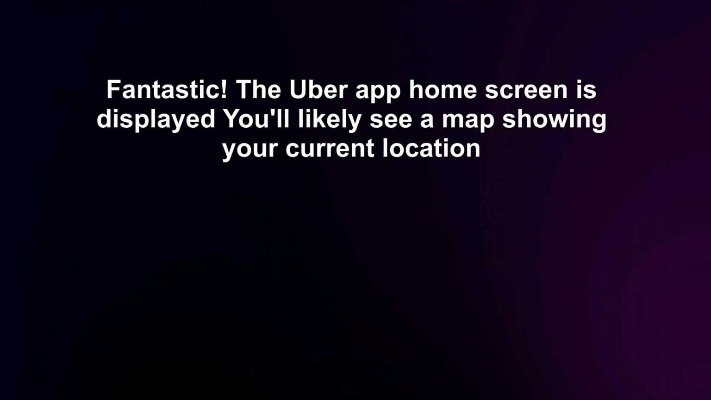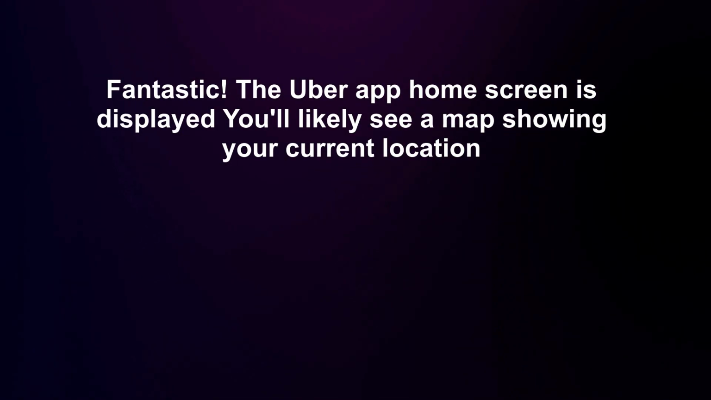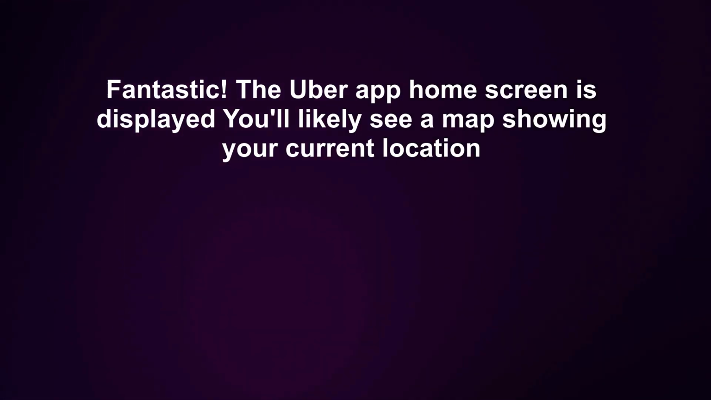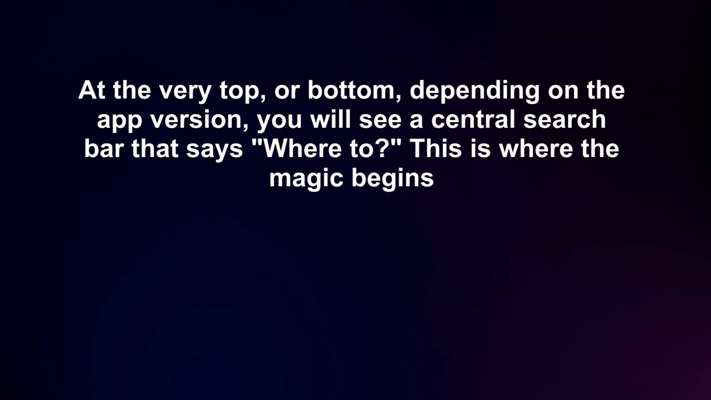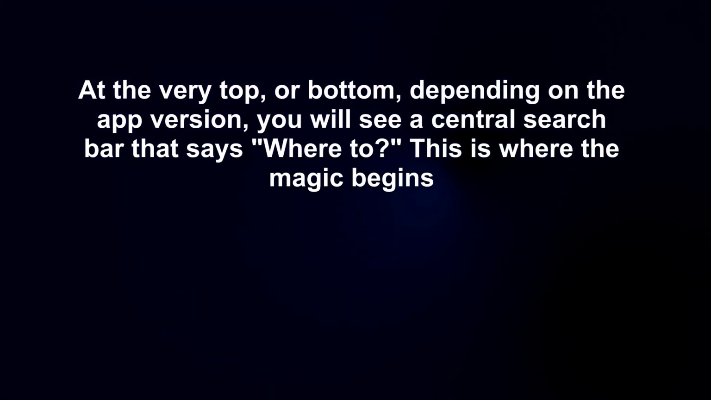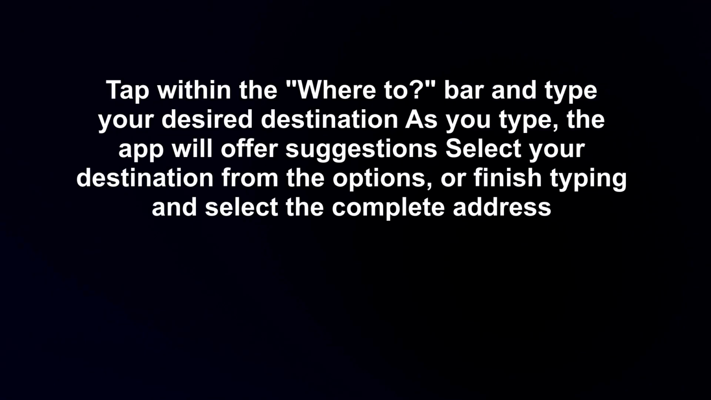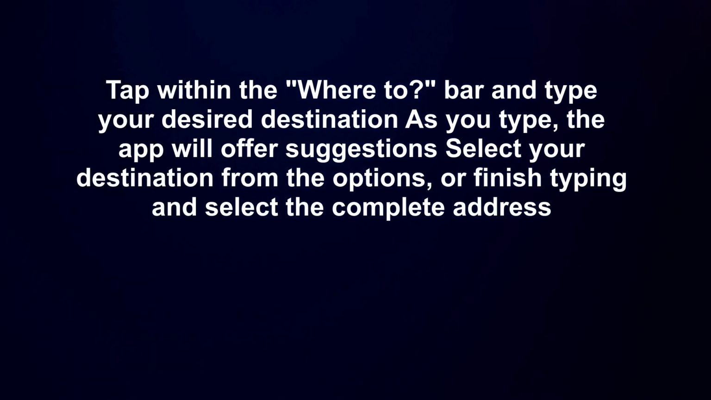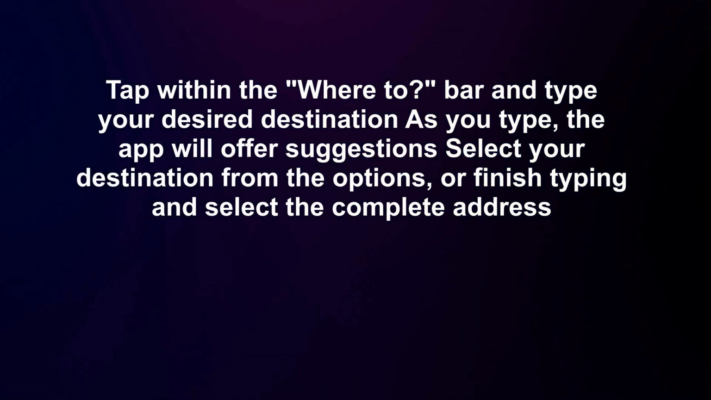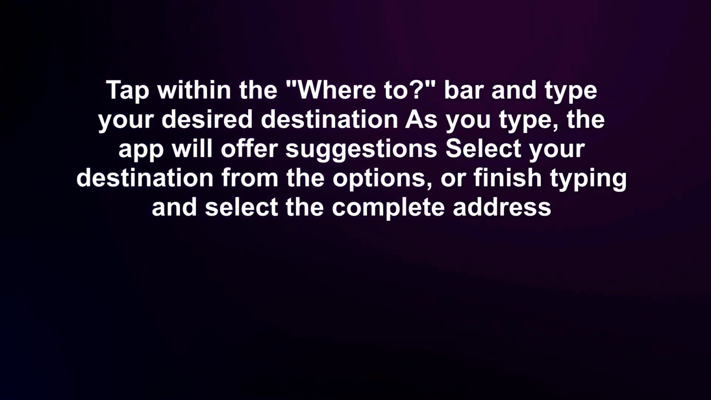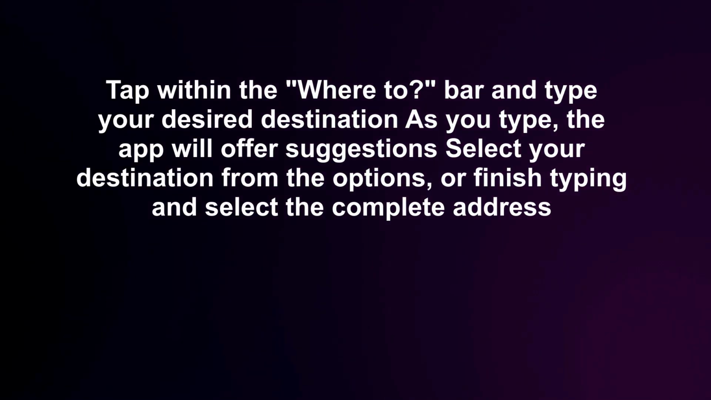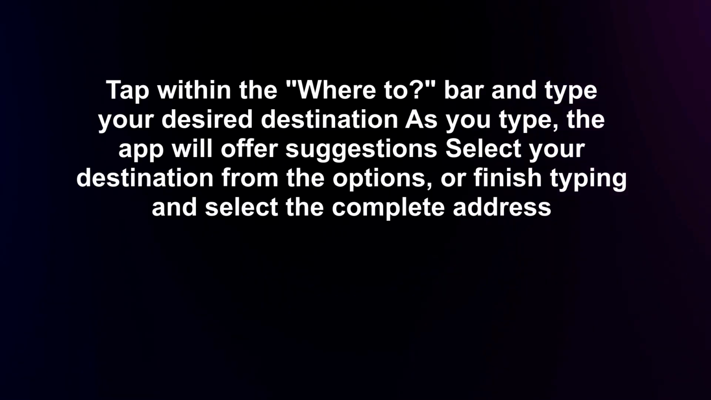Fantastic! The Uber app home screen is displayed. You'll likely see a map showing your current location. At the very top, or bottom, depending on the app version, you will see a central search bar that says Where To. This is where the magic begins. Tap within the Where To bar and type your desired destination. As you type, the app will offer suggestions. Select your destination from the options, or finish typing and select the complete address.